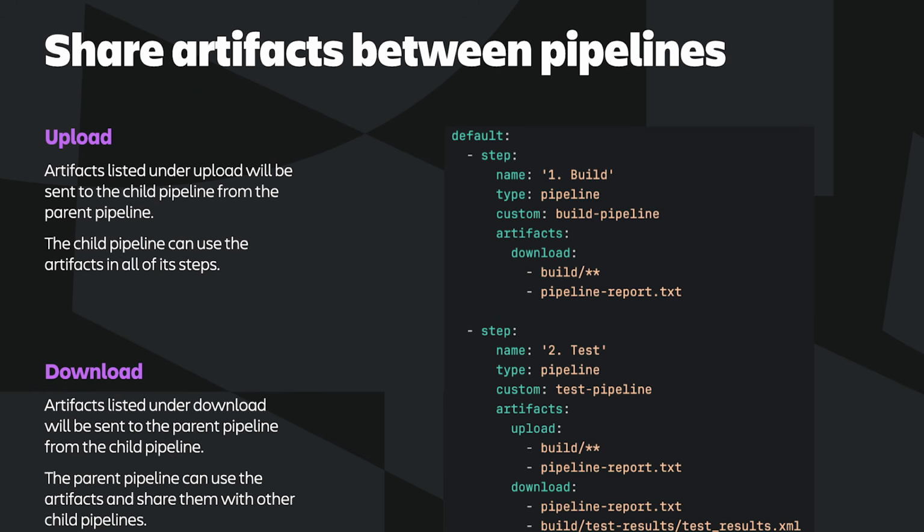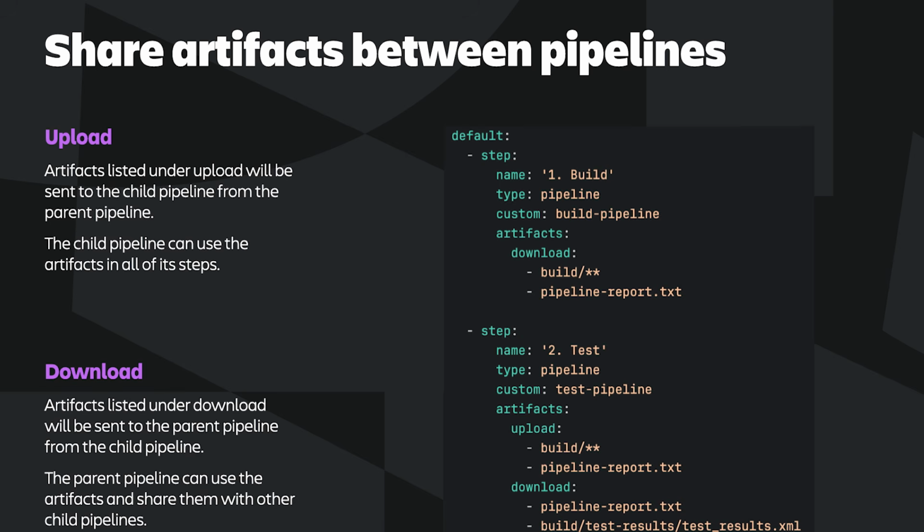Bitbucket Pipelines makes it possible to build reusable pipelines and share them between repositories. These reusable shared pipelines need a way to share artifacts. Otherwise, we'll have to repeat expensive steps like downloading and installing dependencies and building application code. You can now specify an artifact section for child pipelines with upload and download keywords.